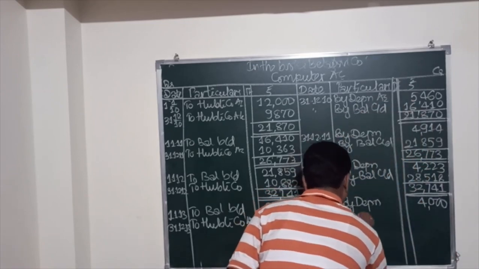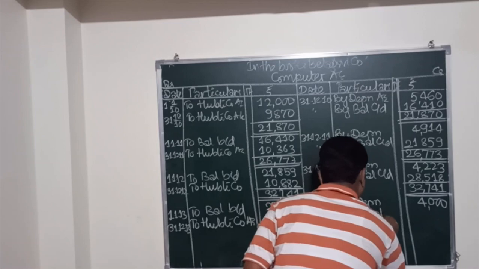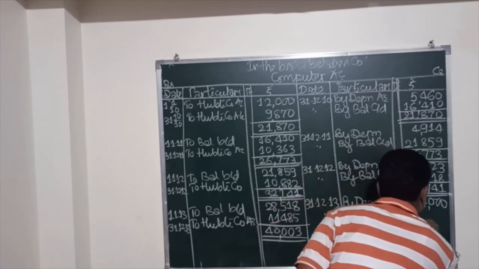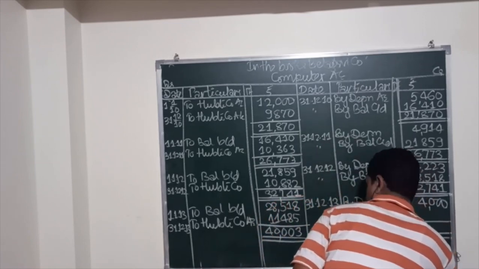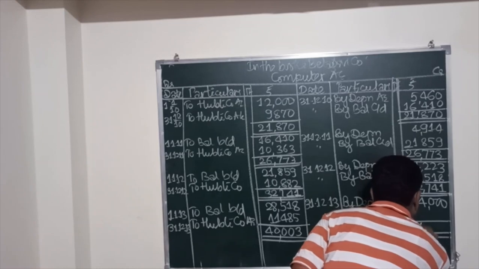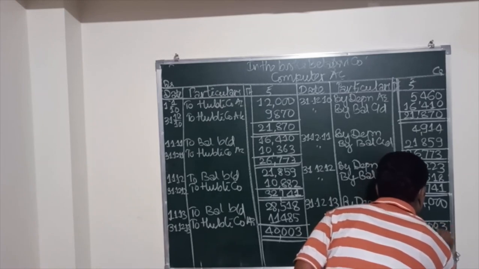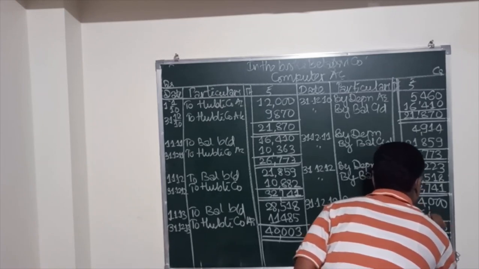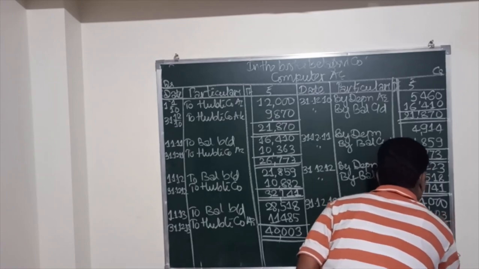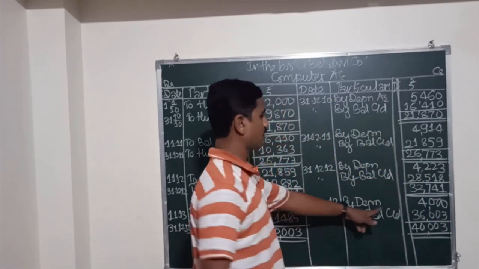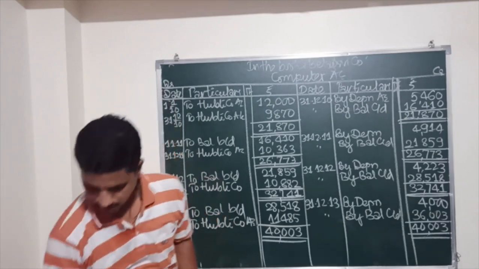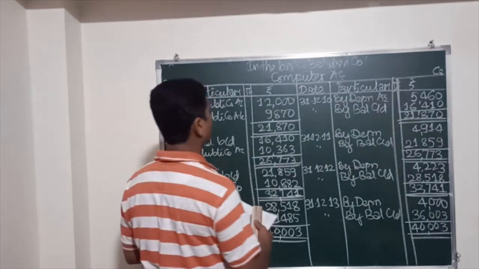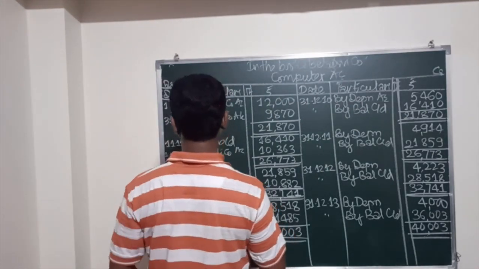Let's balance here. So by balance carried down. So here it is 40,003. So the difference here is 36,003 here. So the same balance which we have arrived at in the hire purchase chart. So now let us go for preparing the hire vendors account.